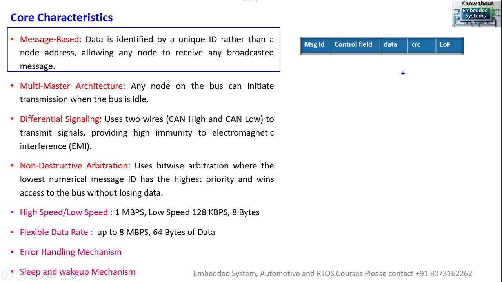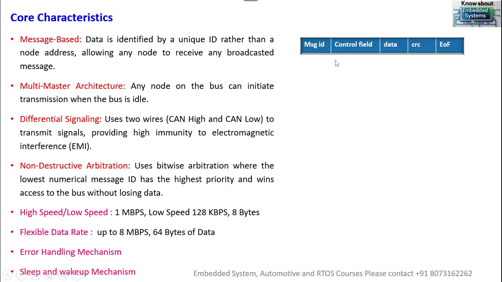You can see here, this is my simplified frame structure. In this simplified frame structure, we will have a message ID here, a control field, data, CRC and so on. This is a very simplified frame structure, and the important parameter here is the message ID. Every message or every frame will have its own identification number, and with the help of this we are able to communicate. This is a very important thing, one of the important features of our CAN communication protocol.